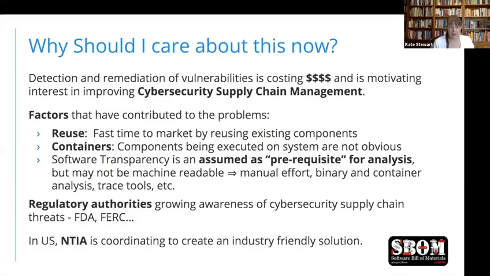So here in the US, the NTIA has been coordinating to create an industry-friendly solution, and I'm participating in one of their work groups. In fact, I co-lead the formats and tooling work group. So I've been seeing a lot of this coming in firsthand. But what they want to do is not ram down everyone's throat what it has to be. They want to make sure that it bubbles up and uses what's there today, which is part of the reason I'm enjoying working with them.